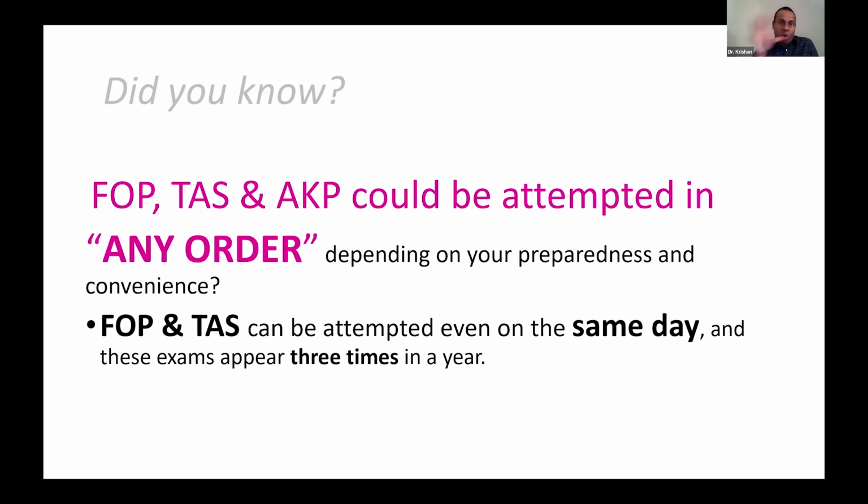We will go through how to choose whether to go ahead with TAS first, FOP first, or AKP first, right? And then FOP and TAS can be attempted on the same day as well. You can do one of those papers in the morning, the other paper in the afternoon, right? So if you are very keen to pass the exam as early as possible, you might do FOP and TAS in one go, pass it, then you would do AKP. Or you would do AKP first, and then you go for FOP and TAS.